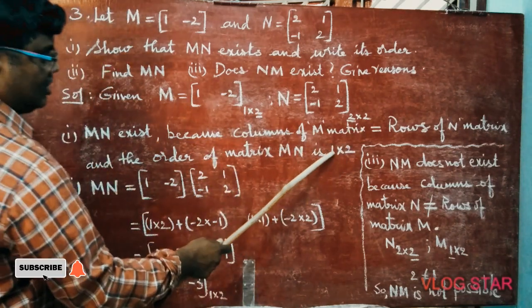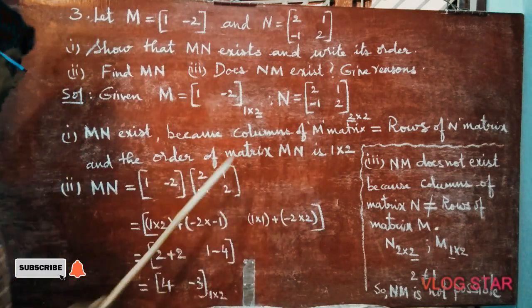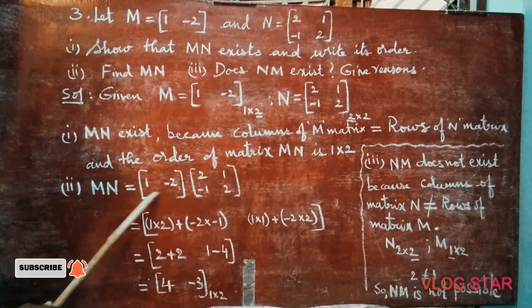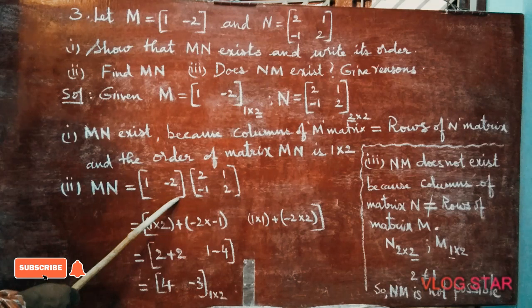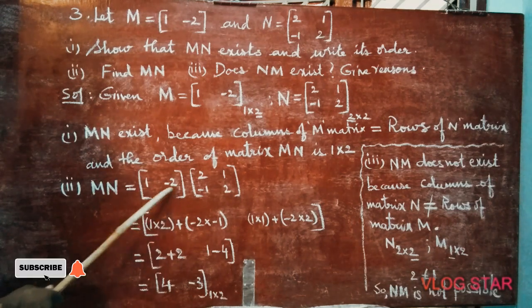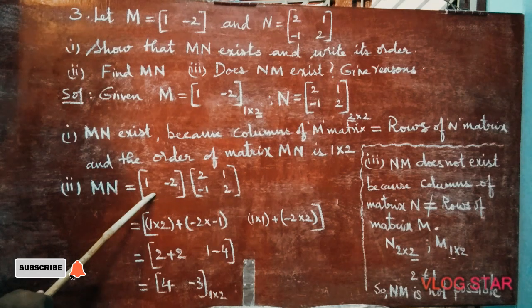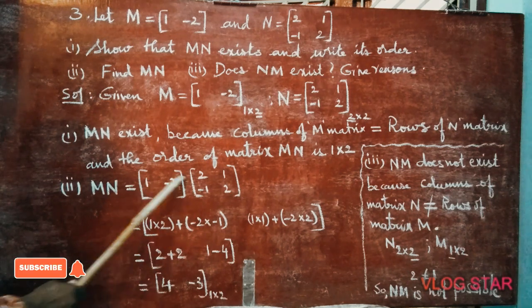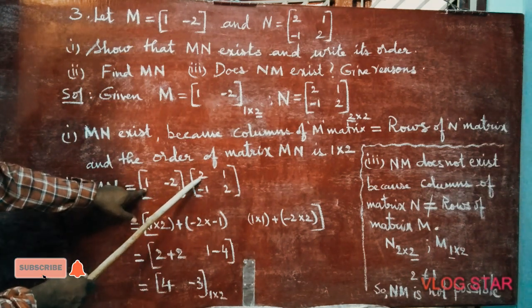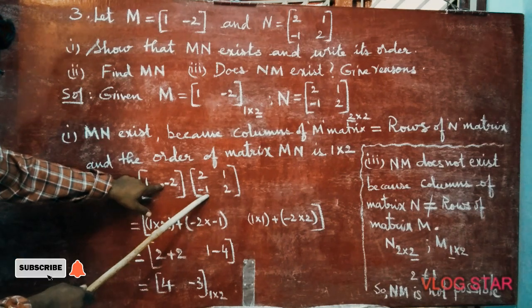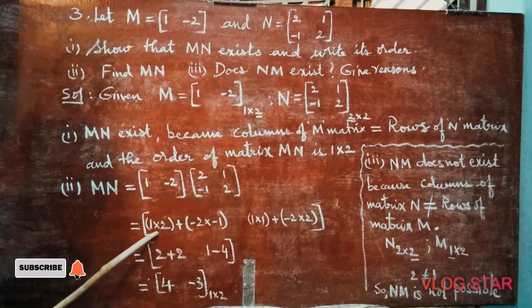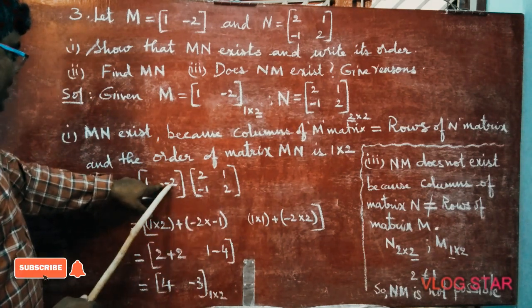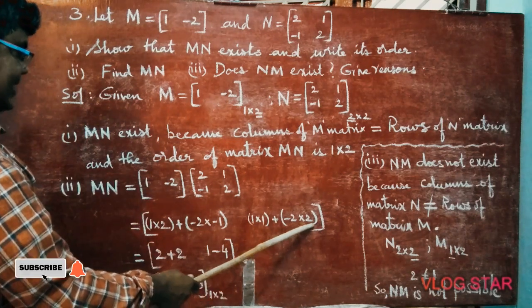1 by 2 order means what? 1 row and 2 columns will come. So the second bit, they told to find MN, M into N. Whether it is possible or not, that is the first reason we have to tell. After that, multiplication. Second point to be remembered: we have to multiply row with column. Keep in mind. So 1 into 2 plus (-2) into (-1). This is the first element. Next, again with the second column, 1 into 1 plus (-2) into 2. This is the second element.